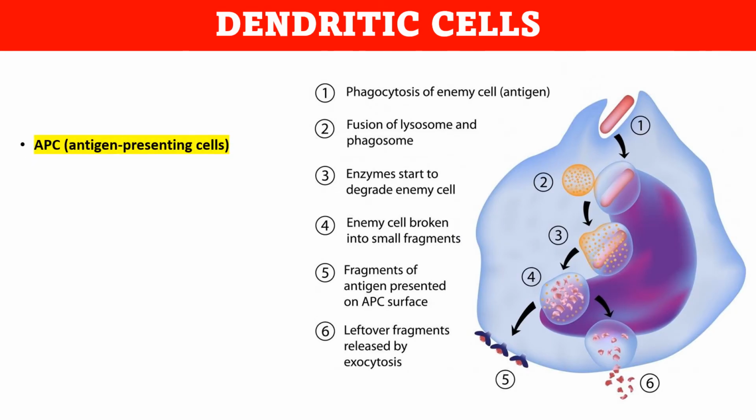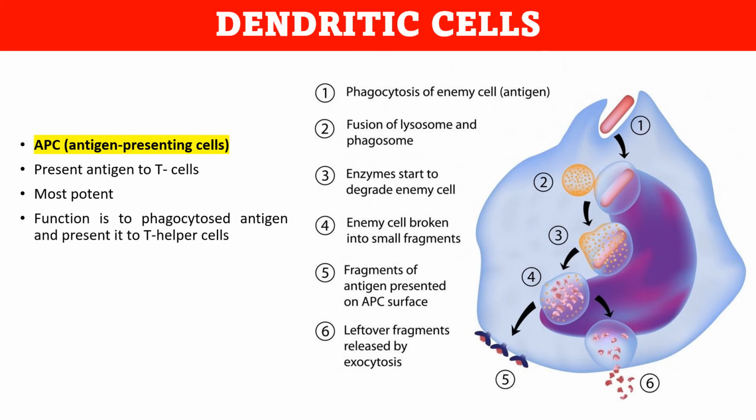Dendritic cells are antigen presenting cells that present antigen to the T cell. Their most potent function is to phagocytose antigen and present it to the T helper cell. They are the most potent phagocytic cell in tissue.